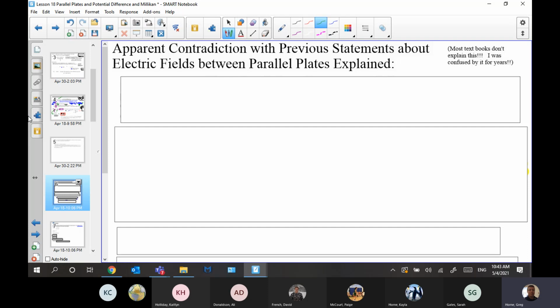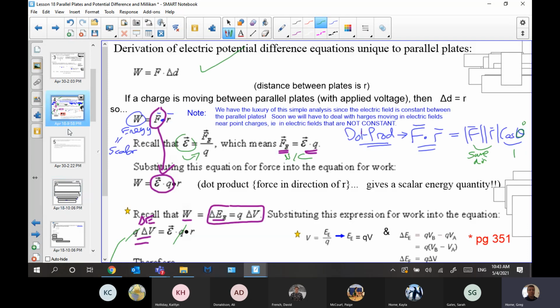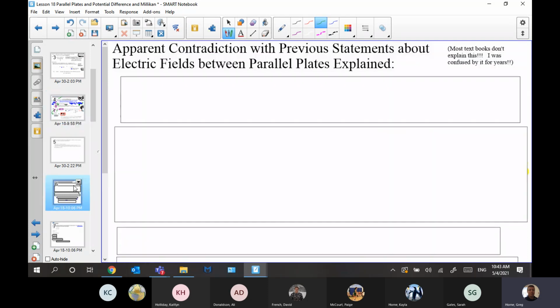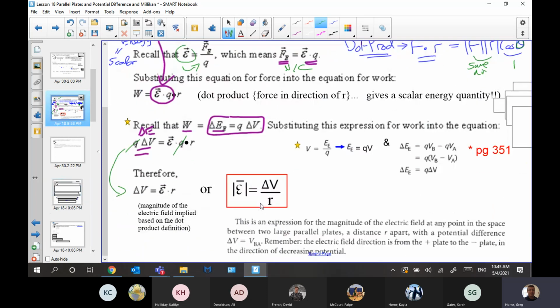So I want to spend a little bit of time talking about that contradiction thing. So the apparent contradiction between previous statements about electric fields between parallel plates and this new one. Most textbooks don't explain this. I personally was bothered by it for years. I had the opportunity to talk to a professor about it, and I asked, how come it says sometimes that the fields do not depend on the distance, but now we have this equation that says the electric field intensity does depend on the distance?